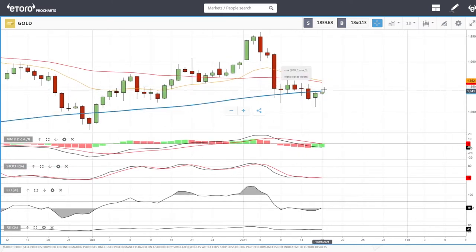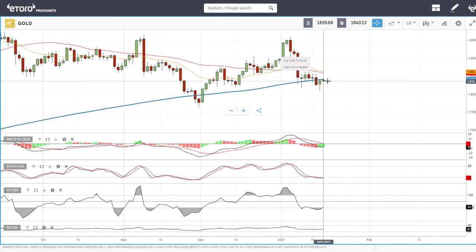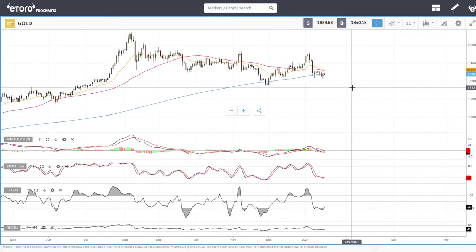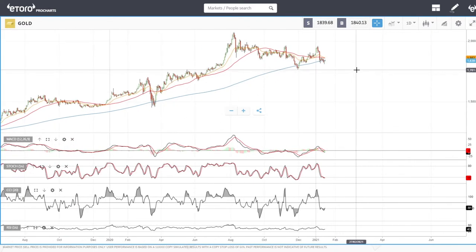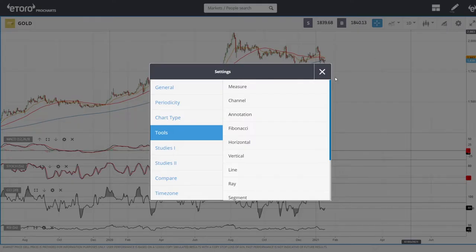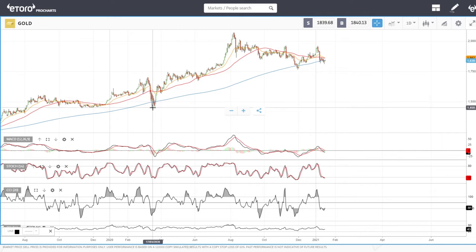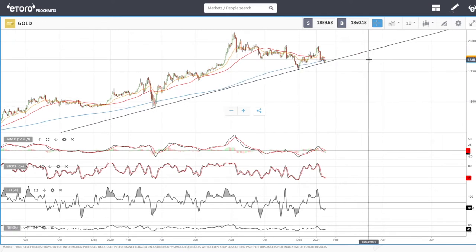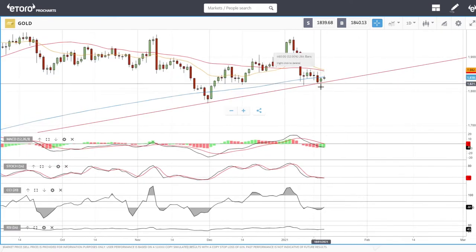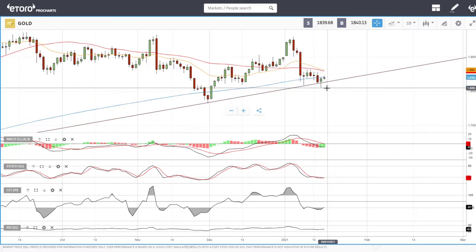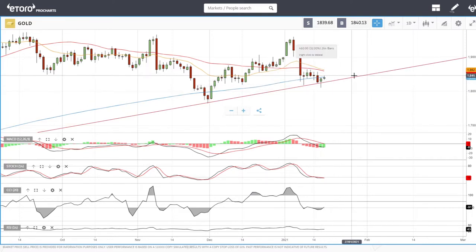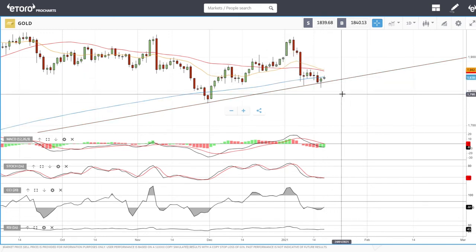So let's look at gold. We did manage to break above the 200 moving average, but at the moment we gave some of those gains back, and now we're trading underneath the 200 moving average. Technical indicators are turning around, so I do think that we are going to go significantly higher. We are still trading above this trend line. We did pierce it yesterday, went all the way down to 1809, and then we rallied again.